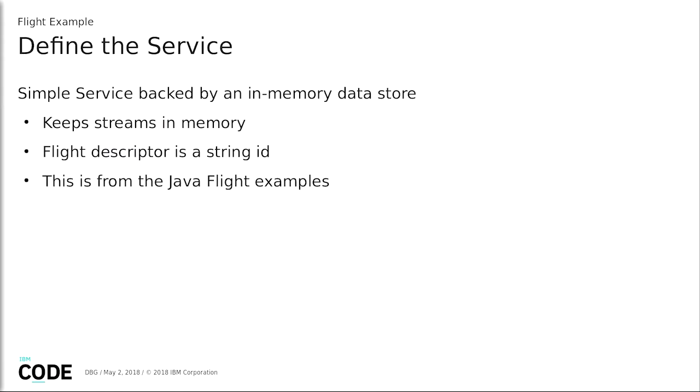So we'll begin by defining our service. We're going to be using a simple in-memory data store to store our Arrow data. And when a client puts data into the service, it's basically just stored as a hash map, using the flight descriptor as a string ID to use as a key for the stream. This service is actually built into the Arrow Flight examples that exist if you were to download it today. So it's pretty basic, but it's going to serve our purposes for this example just fine.